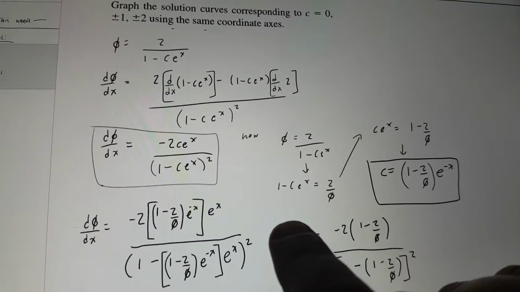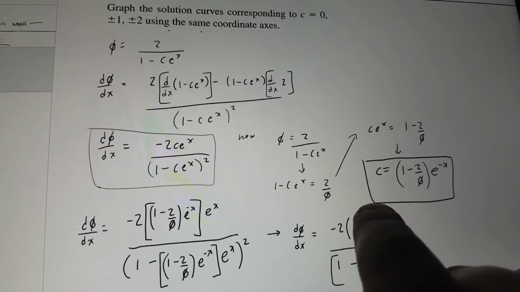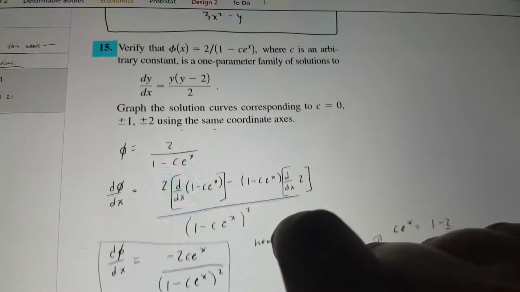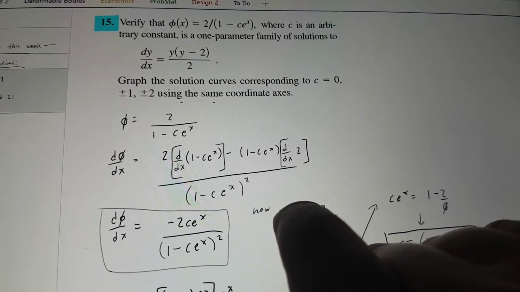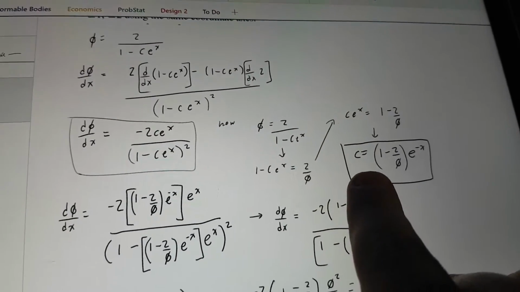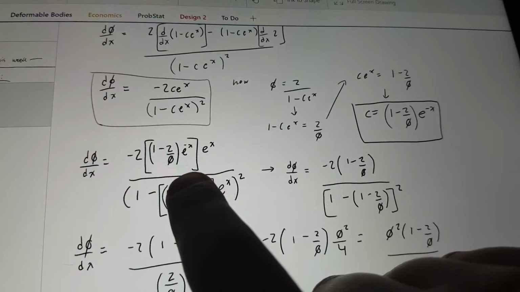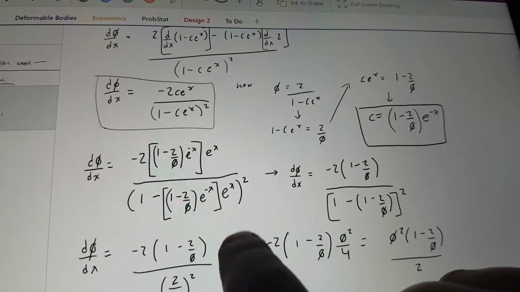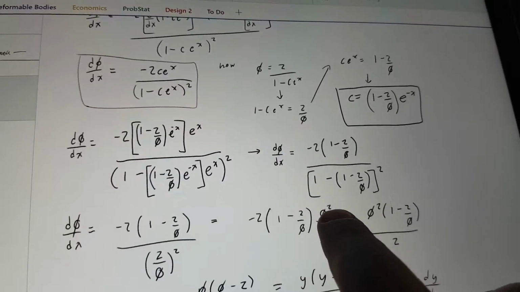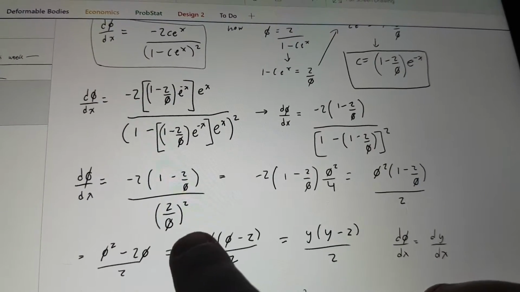And now we're going to rearrange this to solve for c, because it wanted us to find where c is an arbitrary constant of a one-parameter family of solutions. So we're going to try to find c here. Everywhere we find c, we're going to plug into here. And notice that's going to cancel out our e to the x term, so that goes away and we get this. And then we're going to multiply that out to get here.